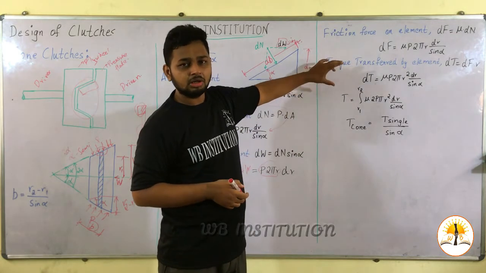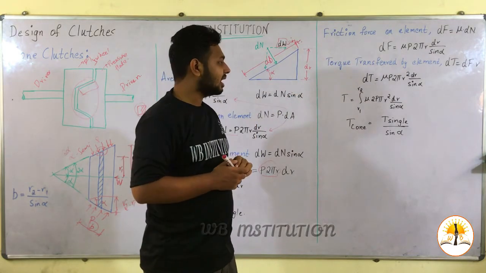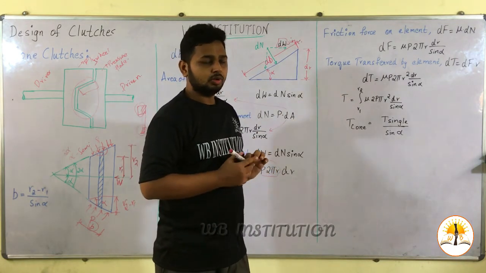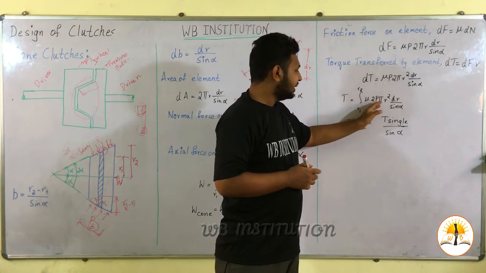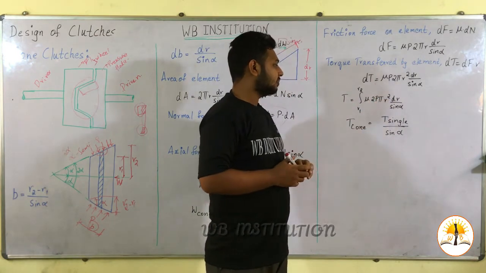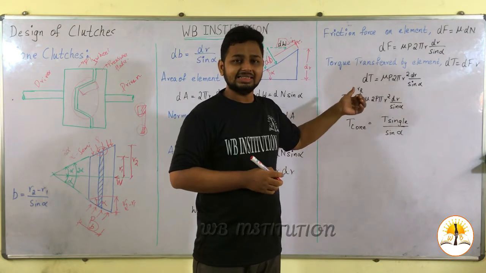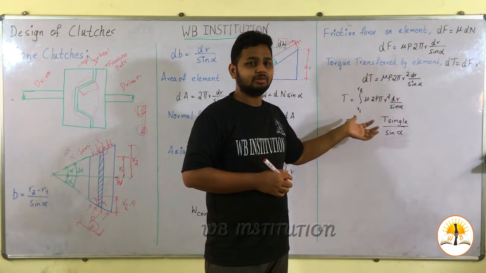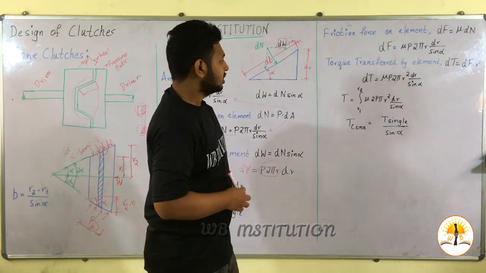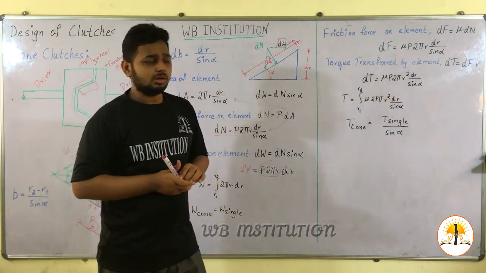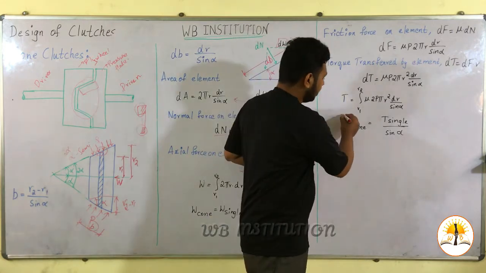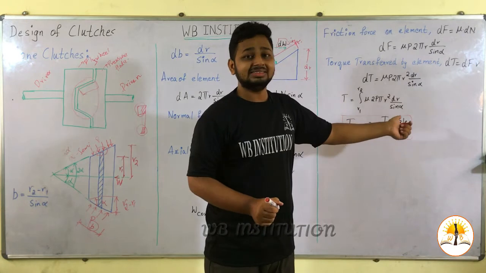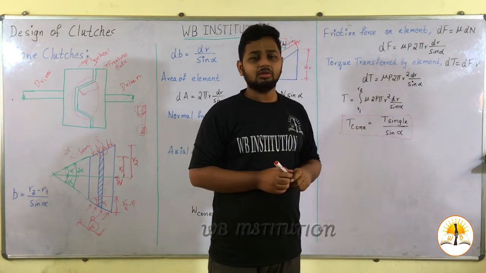For the whole, we integrate with limits r1 and r2, that is T equal to the integral from r1 to r2 of mu into 2 pi P r square dr by sine alpha. This equation we can also see in single plate clutches, except for the sine alpha which is dividing here for the conical clutches. So we can say T cone equal to T single divided by sine alpha. Sine alpha is the semi-cone angle. We shouldn't take 2 alpha.